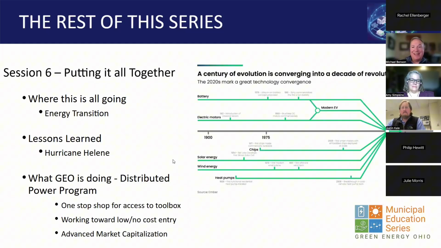We're going to be talking about this energy transition that we just touched on today. We're going to get some lessons learned from North Carolina, where they had Hurricane Helene and they did not have the microgrids that they wanted, but they're spending money to build them now, which is a great lesson to learn. Learn the lesson before it happens to you.